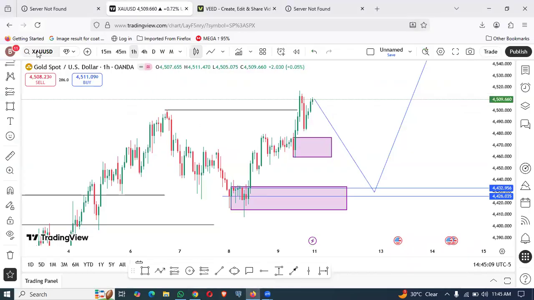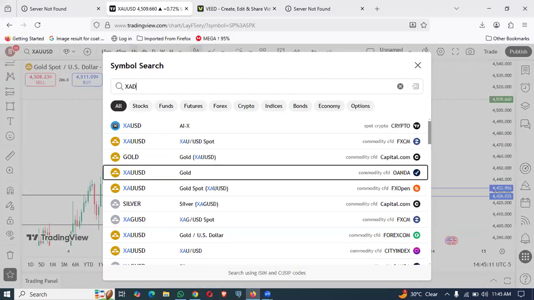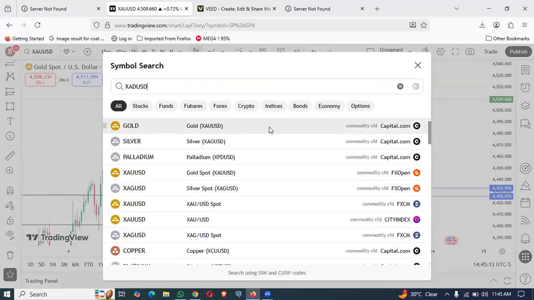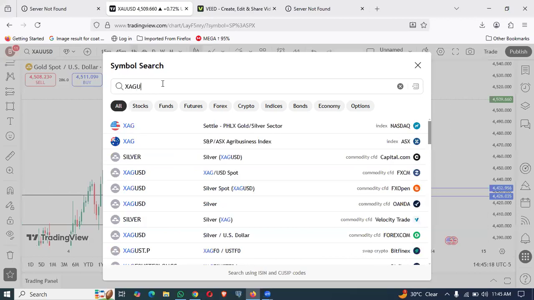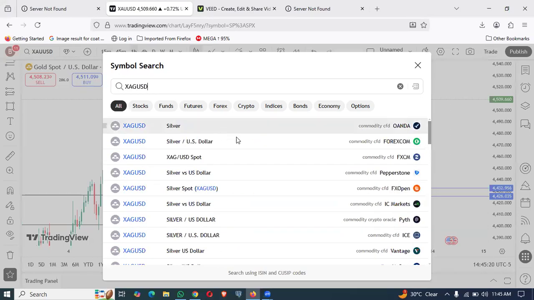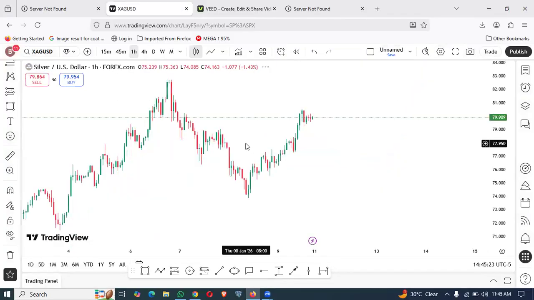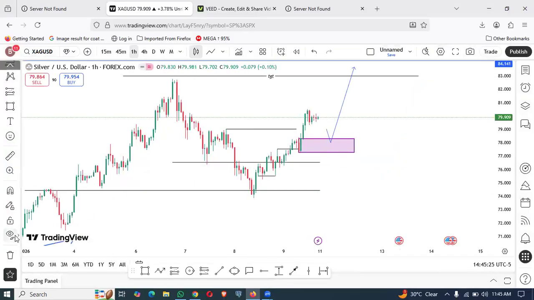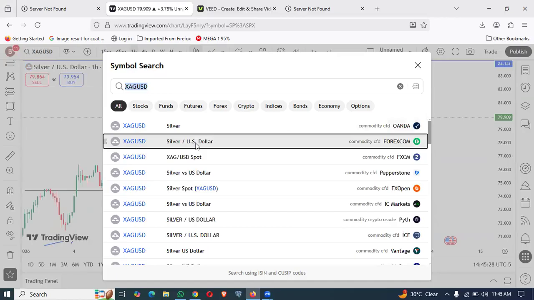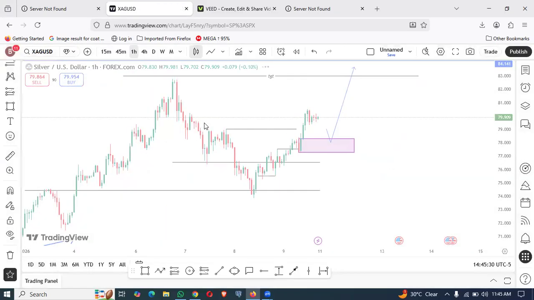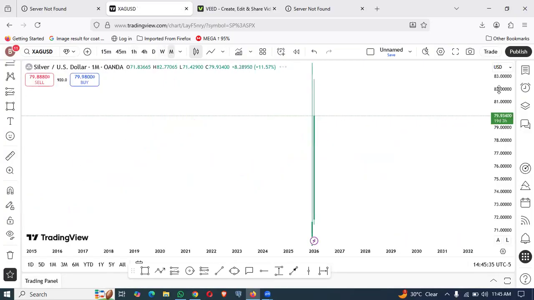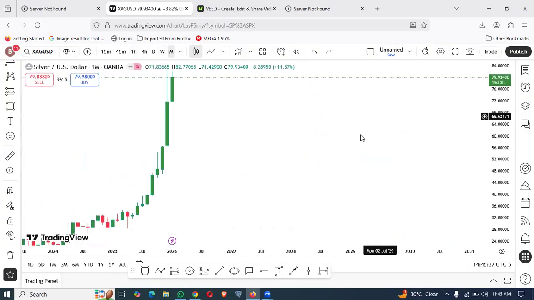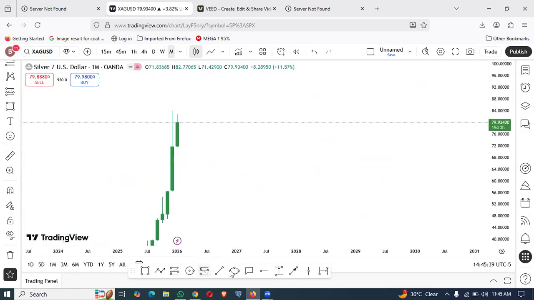Silver is XAGUSD. Check, the same thing. We marked it yesterday, but let's go through it again, because some days my head counts, some days I can't see. So let's check the monthly. The same thing. You had this week now, so the market should be going for this high.